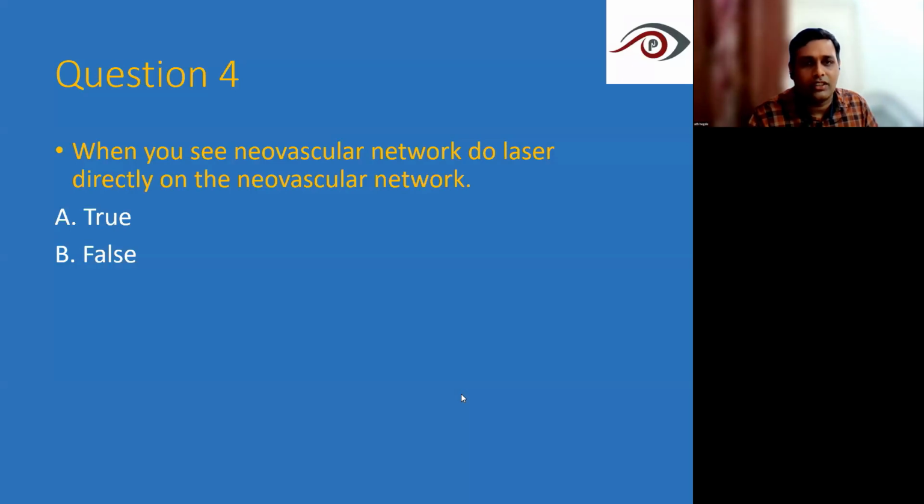Is it true or false? I have already given you part of the answer. The neovascular networks are the area where they are leaking. So it is the cause for your vitreous hemorrhage, or when it goes for fibrous proliferation, it is the cause for your tractional retinal detachment.